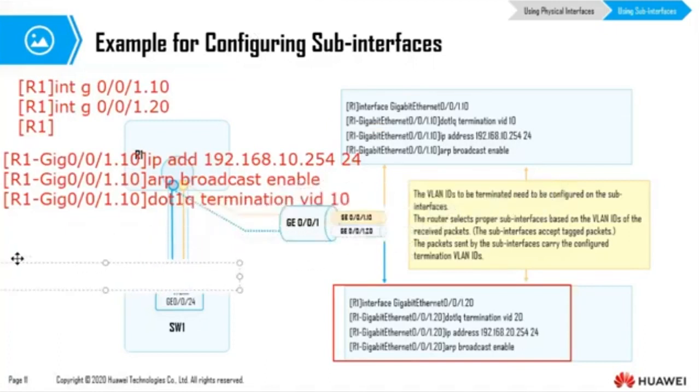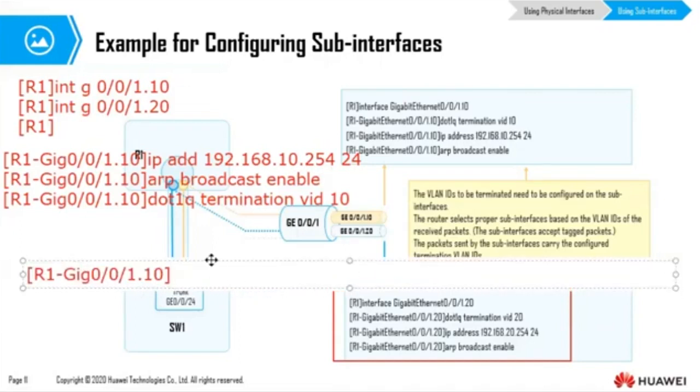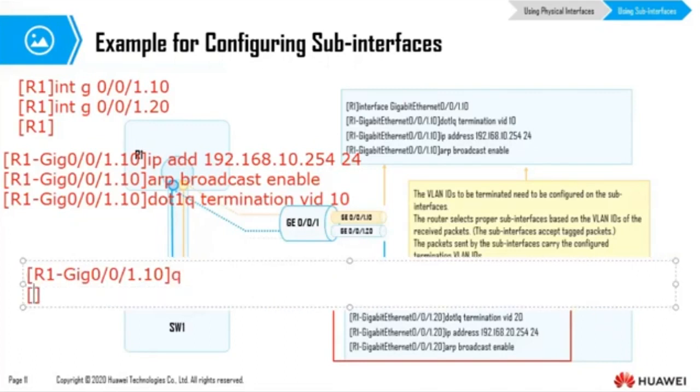So if you're here and you want to configure the other sub-interface, there are two ways to do it. You can quit, Q, enter. If you quit, you come back to R1. Then you can do int G 0/0/1 to 0. Enter. So that's the first option.